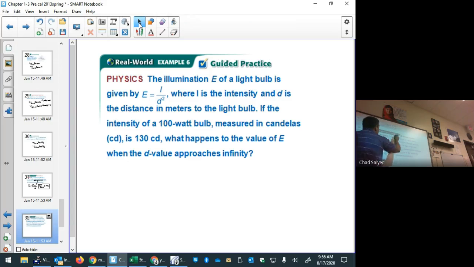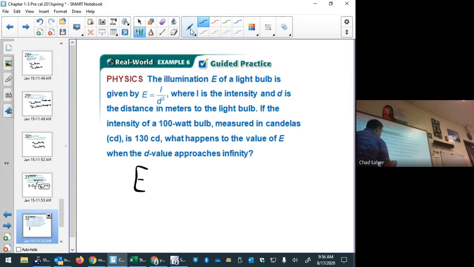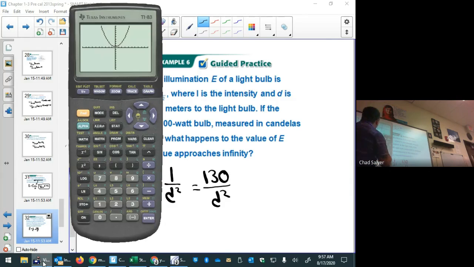But let's show that mathematically. So it is E, different formula, but the same name, equals I over d squared. And we want to know what happens if we have d approaching infinity. So this is I, capital I. So this is 130 in candelas over d squared. So there's our function. We're going to change the independent variable to x and plug it into our calculator. So 130 divided by x squared. And if I graph this, it's going to bear out our argument.